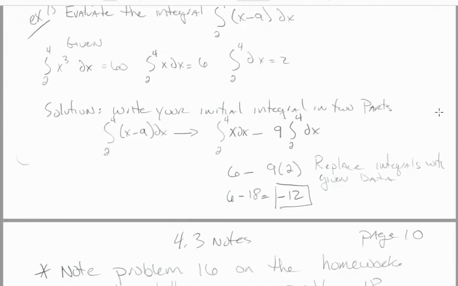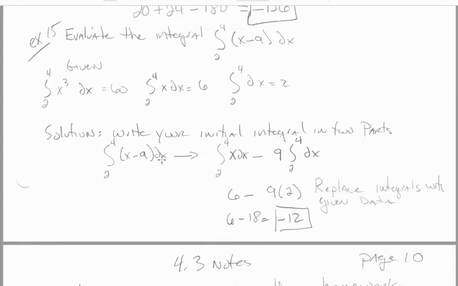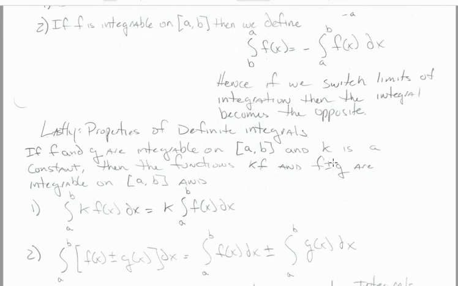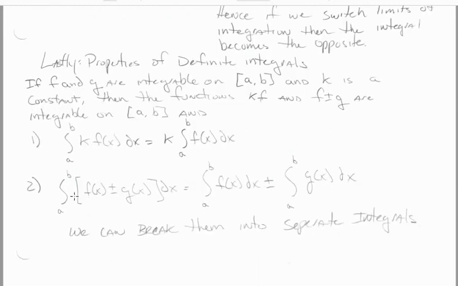When we had to break this, like if we're looking at example 15, we took this one integral from 2 to 4 of x minus 9 dx, and we broke it into the integral from 2 to 4 of x dx minus 9 times the integral from 2 to 4 of dx. That's where we're breaking that up. That's really just applying this last step down here on property 2, where we can write them into individual integrals to help us solve. Well, that sums everything up for section 4.3.